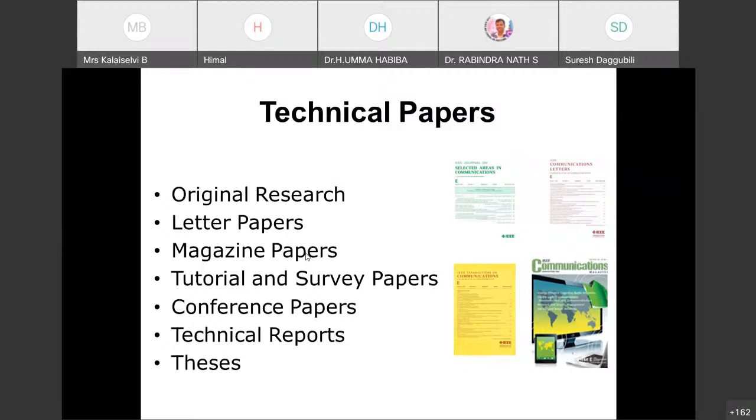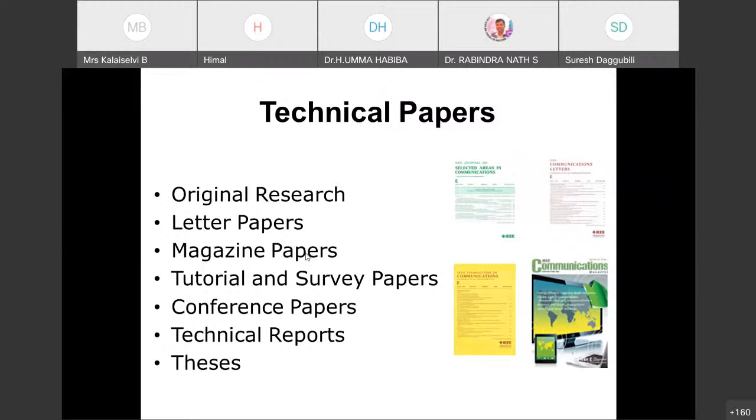Similarly, there are other kinds of papers called tutorial and survey papers. In tutorial and survey papers, the idea is to give you a general introduction to prior research or the state-of-the-art research that has been carried out under a particular topic. Normally these kinds of papers are very helpful for new postgraduate students to look for current, relevant research topics.